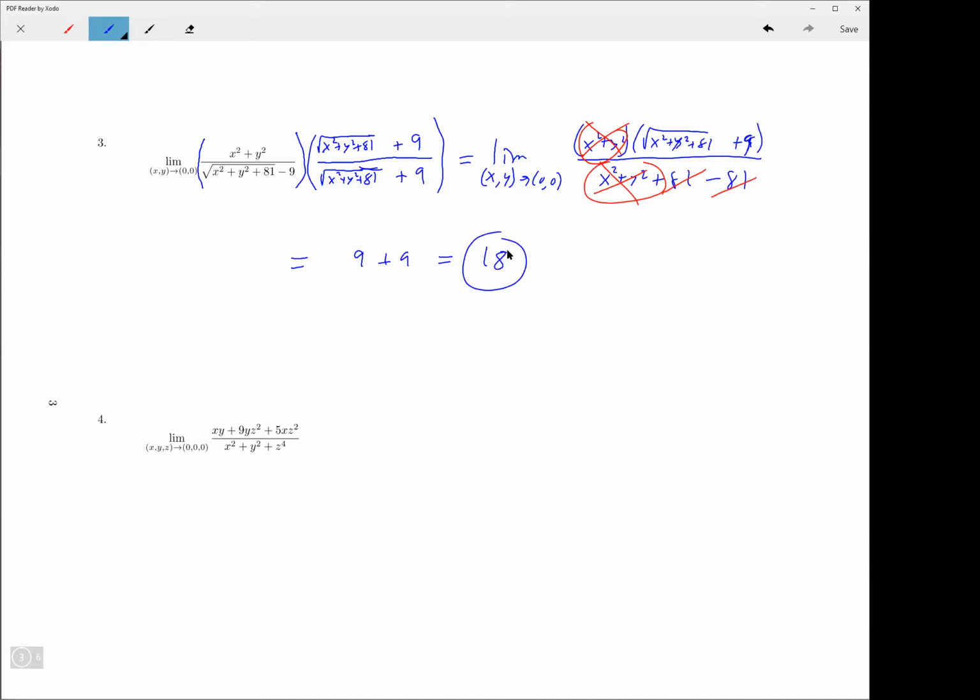Okay, number 4. Here we have 3 different variables for number 4. You have x, y, and z now. So you're coming in 3-space to the origin, (0, 0, 0). Okay, so let's look at, we got z to the 4th here. I've got a z squared there. We have x squared there and a y squared there.